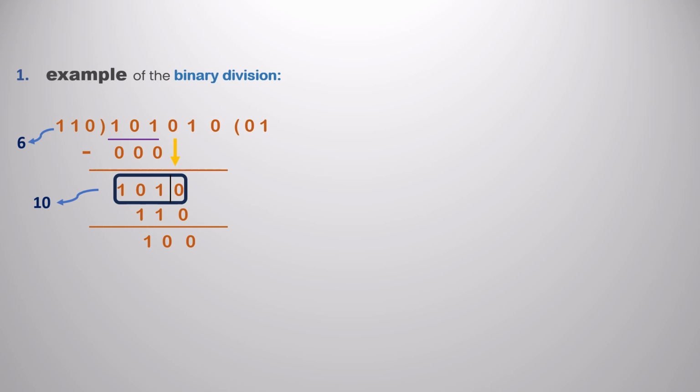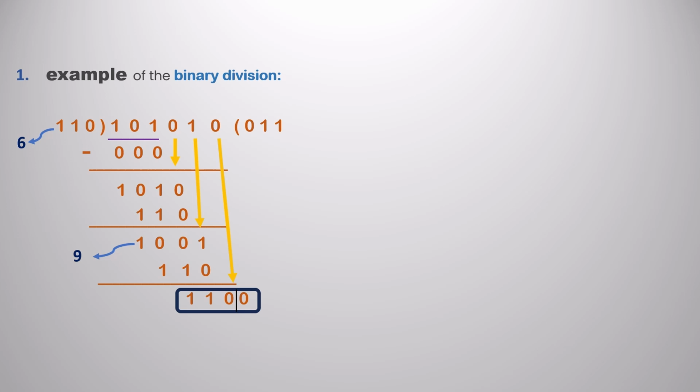Again it is not divisible, so we take the 0 down, as in normal decimal division. So we have got 1010, that is 10 in decimal. 10 is more than 6, so we can divide. 6 ones are 6. So we subtract 10 minus 6, that is 4. So we are going to write 100 in the next step.